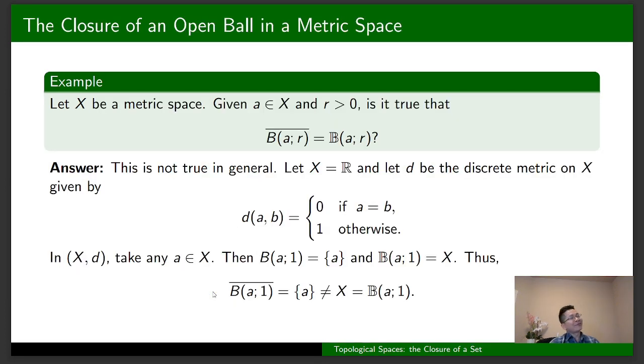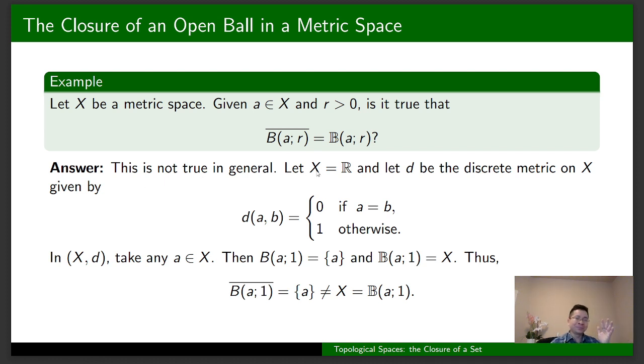Finally, I have one question for you. Let X be a metric space, given A in X and R greater than 0. Is it true that the closure of the open ball centered at A with radius R is the corresponding closed ball? Okay, so my question is, in the setting of a metric space, is it true that the closure of any open ball is the corresponding closed ball? The answer is no. This is not true in general.